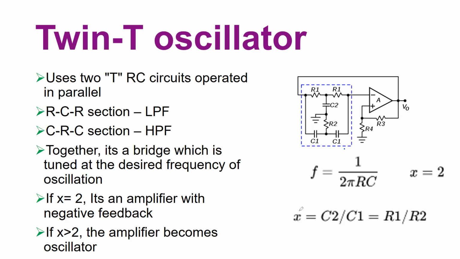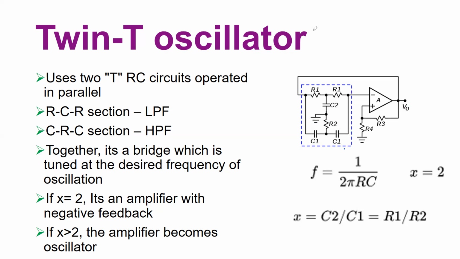However, if your X is greater than 2, so let's say C2 is larger than C1, so that X is greater than 2, and R1 is greater than R2, so that X is again greater than 2, in that case this amplifier becomes an oscillator, and you can have sustained oscillations at a desired frequency determined by this formula, which is 1 over 2 pi RC. So choose the values of R and C: for a given frequency of oscillation, choose the value of C, calculate the value of R, and then you will have sustained oscillation.